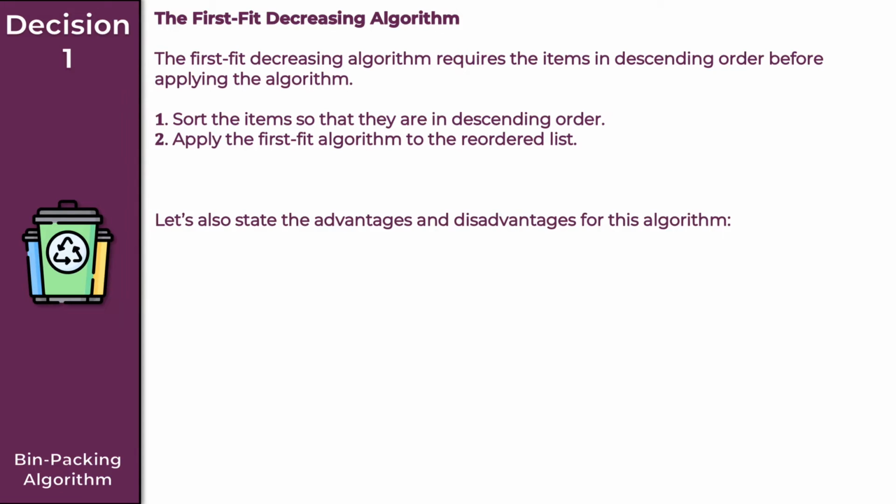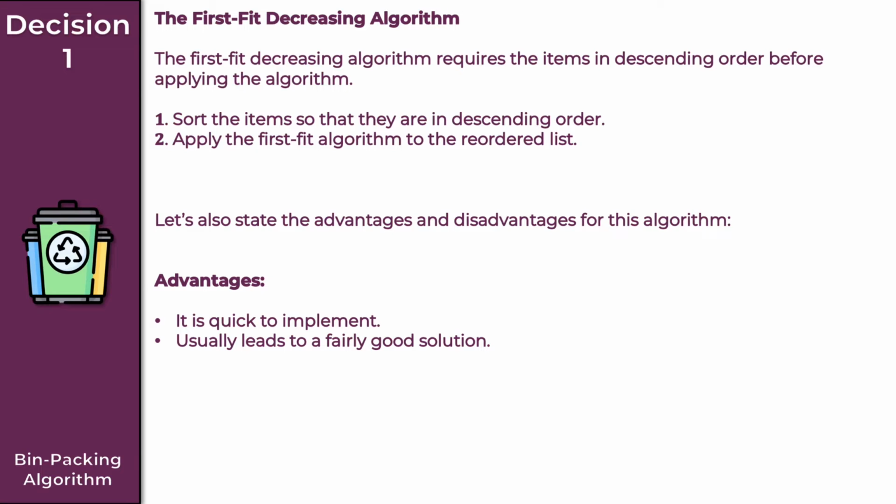And again, let's just state the advantages and disadvantages for this algorithm. For the advantages, the first one is that it's quick to implement. And for the final advantage, it usually leads to a fairly good solution. Now for the disadvantage, just the one in this case, we can say that it's unlikely to be an optimal solution. So the key point here is that it usually leads to a fairly good solution. However, it's unlikely to be an optimal solution, okay? And that gives us everything that we need for the first fit decreasing algorithm.